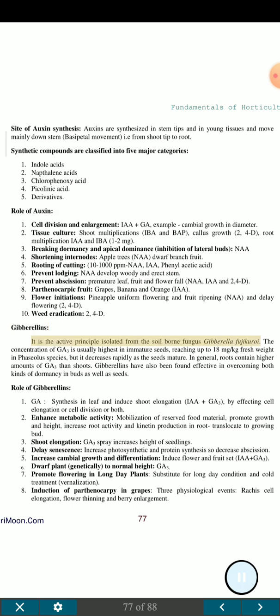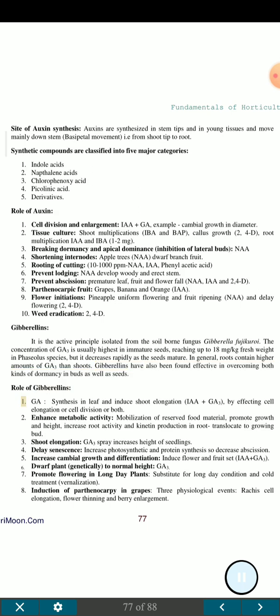Gibberellins. It is the active principle isolated from the soil-borne fungus Gibberella fujikuroi. The concentration of GA3 is usually highest in immature seeds, reaching up to 18 mg per kilogram fresh weight in Phaseolus species, but it decreases rapidly as the seeds mature. In general, roots contain higher amounts of GA3 than shoots. Gibberellins have also been found effective in overcoming both kinds of dormancy in buds as well as seeds.